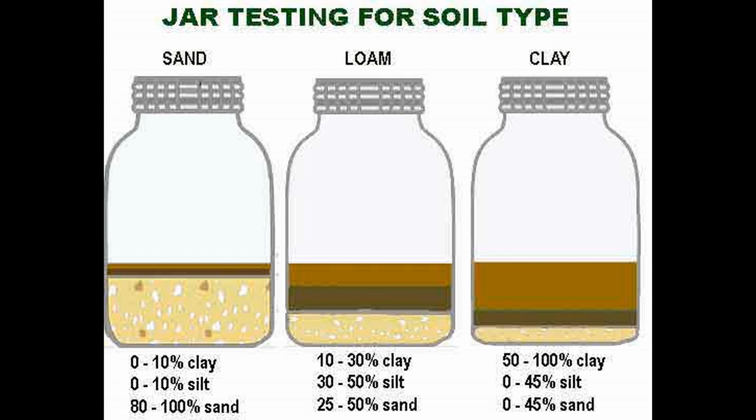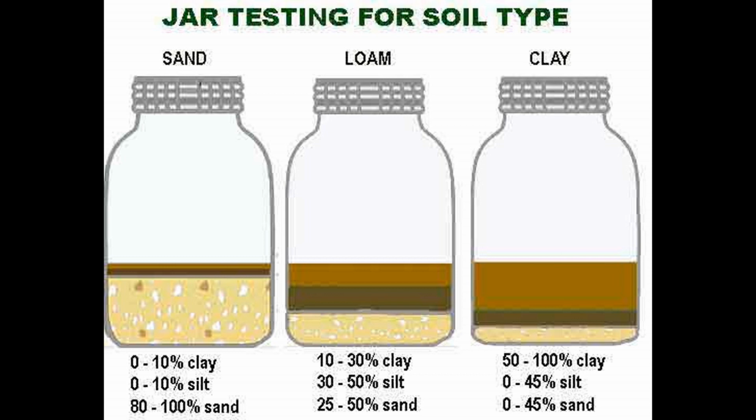And to continue, as you can see in the picture, there's a test on the different types of soil. They place the sand soil in a jar, the loam soil in a jar, and the clay soil in a jar. After doing that, these are the results. From the sand soil, you get 0 to 10% clay, 0 to 10% silt, and 80 to 100% sand. Then we go to the loam soil.